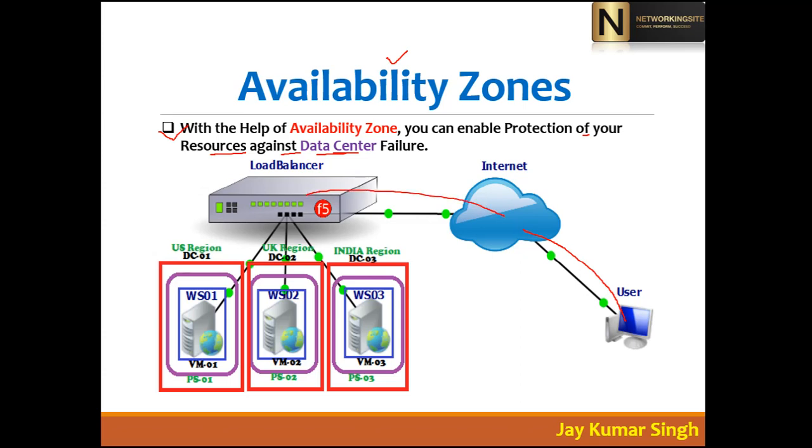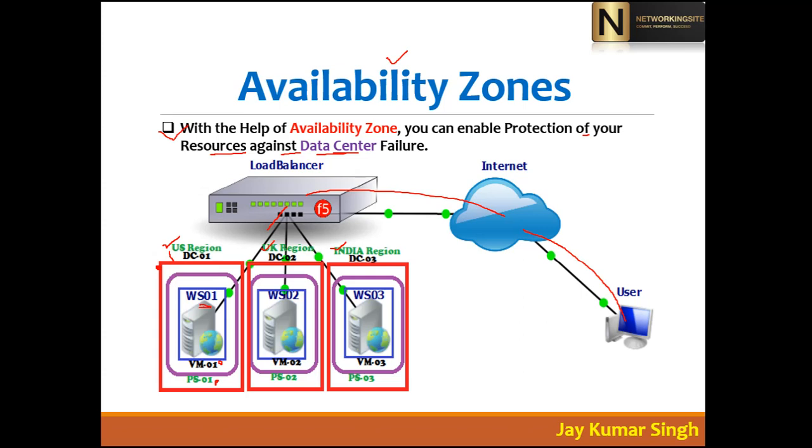Now see how it is working. Your data center and everything is divided into multiple regions. Your one server is in the US region, the second server is in the UK region, and the third server is in the India region. Inside the US, this is data center 1. Inside the data center, this is physical server 1. Inside the physical server, this is your virtual machine, and inside the virtual machine, this is your server.